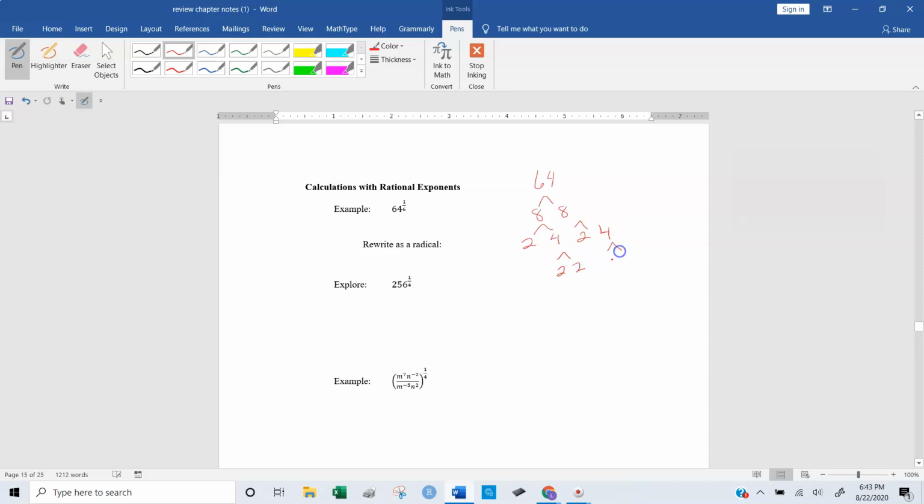Now I'm all down to prime numbers here, and I have 6 2's. 1, 2, 3, 4, 5, 6. So it takes 6 2's to make 64, which means the 6th root of 64 is equal to 2, because this is technically 2 to the 6th power to the 1/6 power. Well, 6 times 1/6 is 1.